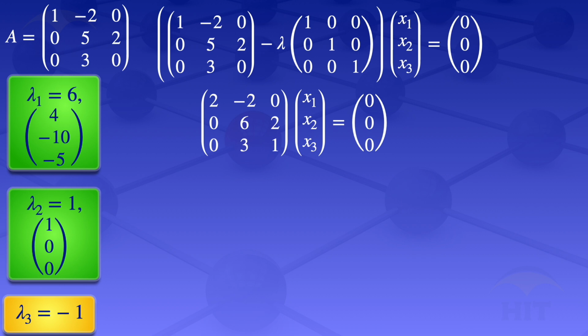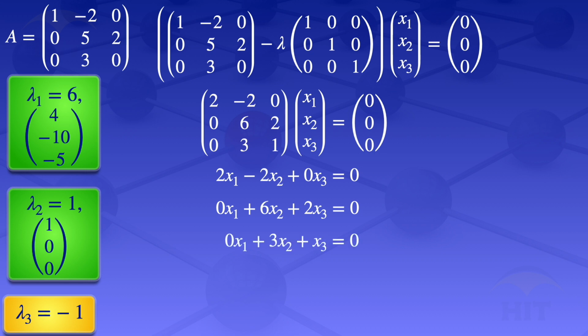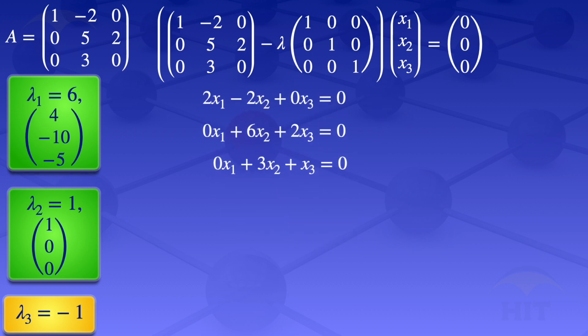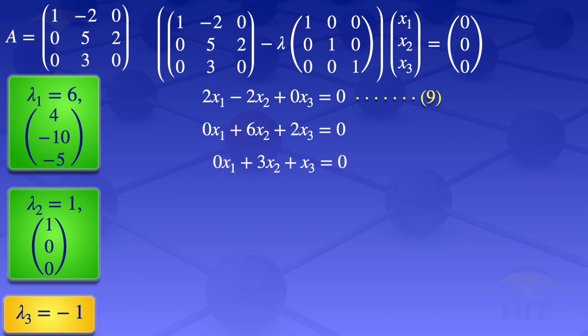By matrix multiplication, we would have the elements there, row by column. For the first row, we would have 2x1 minus 2x2 plus 0x3 is equals to 0. For the second row, we would have 0x1 plus 6x2 plus 2x3 is equals to 0. For the third row, we would have 0x1 plus 3x2 plus x3 is equals to 0. So we have those three equations, and I'll call them equation number 9, equation number 10, and equation number 11.